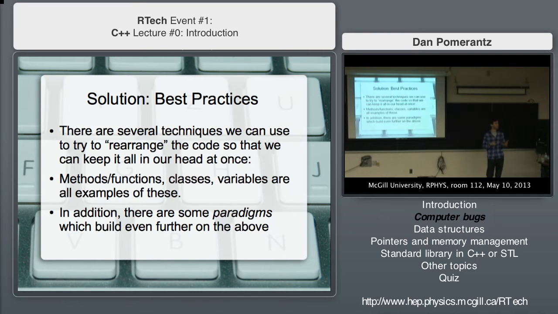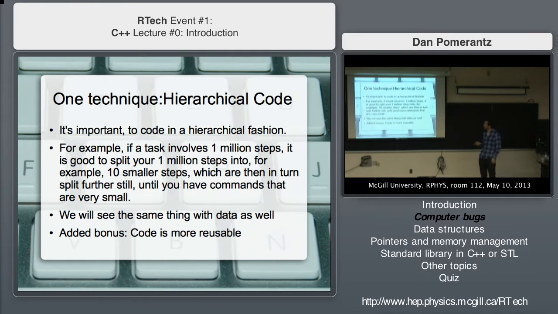But a large way to remove bugs, or a key way to remove bugs, is to almost not introduce them in the first place by giving you some sort of structure in your program. So one technique of doing this is something you could call hierarchical code.